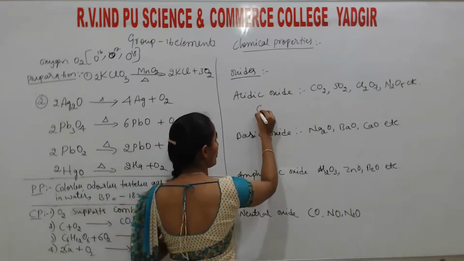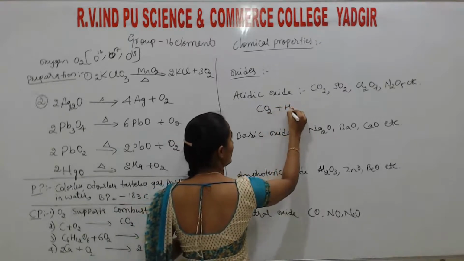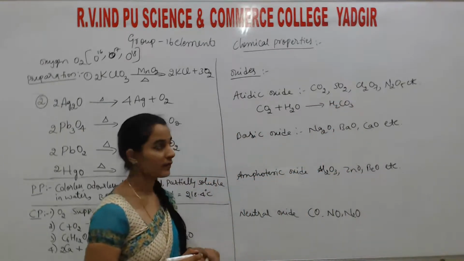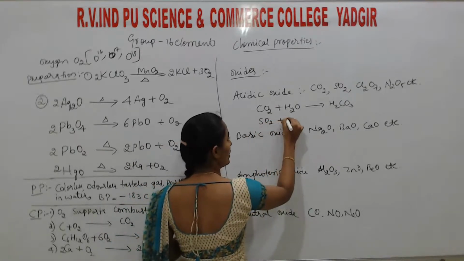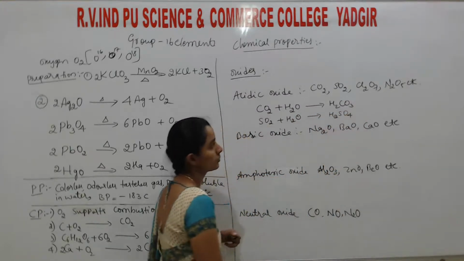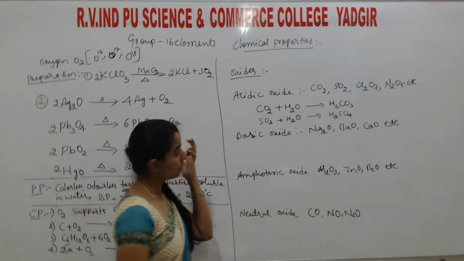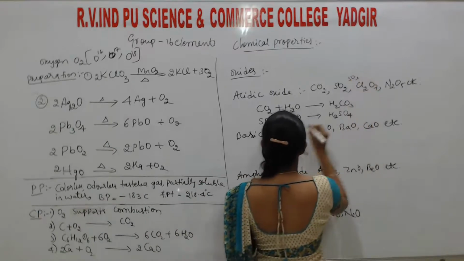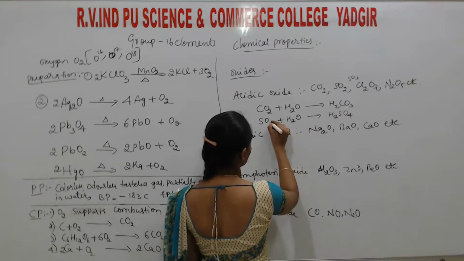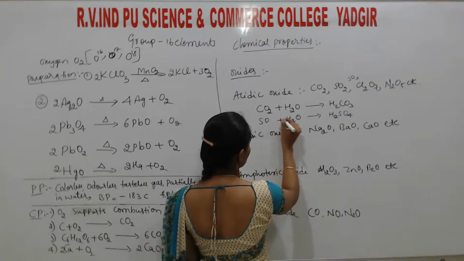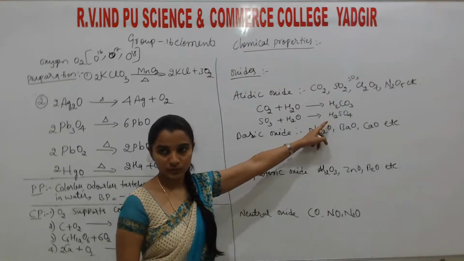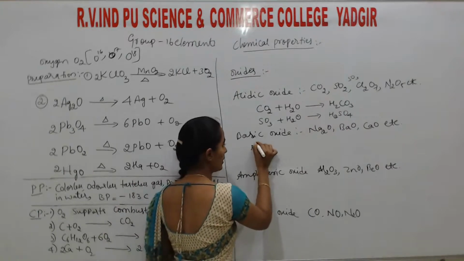So students, what does acidic oxide mean? When CO2 reacts with water, it forms H2CO3. Then SO2, when it reacts with water, forms H2SO3, and also SO3 you may take, which forms H2SO4. Understand?